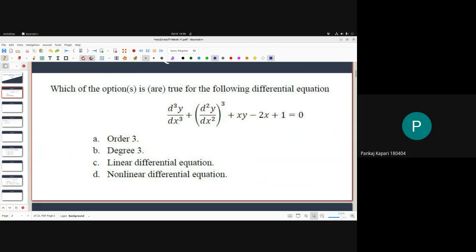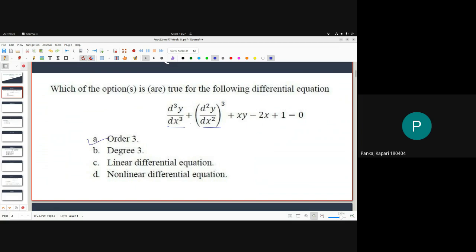What is the order of a differential equation? The order of the differential equation is the order of the highest derivative which occurs in it. There are two derivatives: one is a second order derivative, and this is the third order derivative. So the order of this differential equation is 3. So this one is the correct answer.